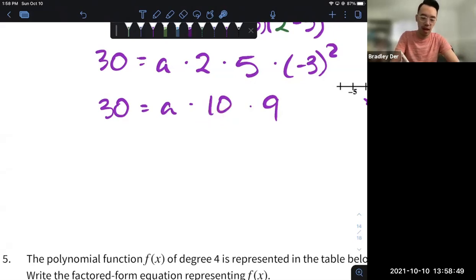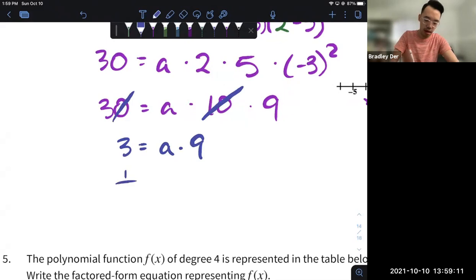So one of the things that I encourage you to do, I do it whenever I'm doing these processes, is not necessarily multiply all of these coefficients together, because you're going to have to refactor them back out in order to reduce. It might be easier if we just divide off factors individually, right? So if I divide off 10, I'll get 3 is equal to a times 9, right? And then a is equal to 1/3, right?